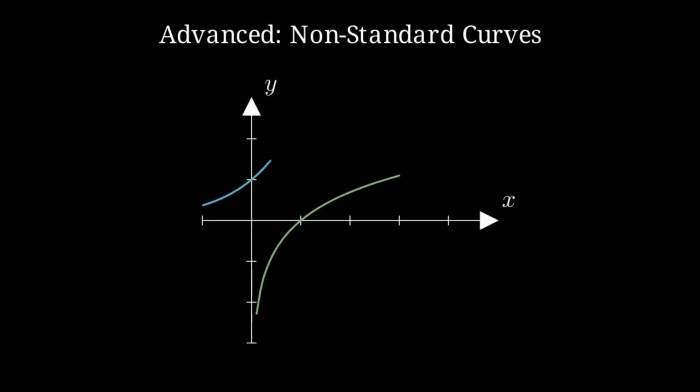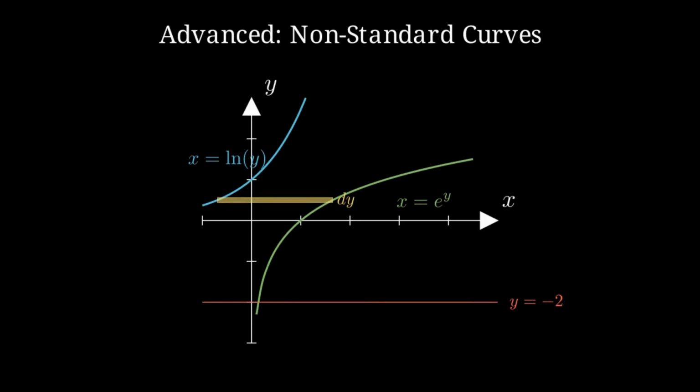Sometimes the curves aren't simple polynomials. If we have x equals natural log of y and x equals e to the y, the process is identical. Identify the axis, determine which curve is further at a given y interval, and subtract the axis value from the function value to find your radii.